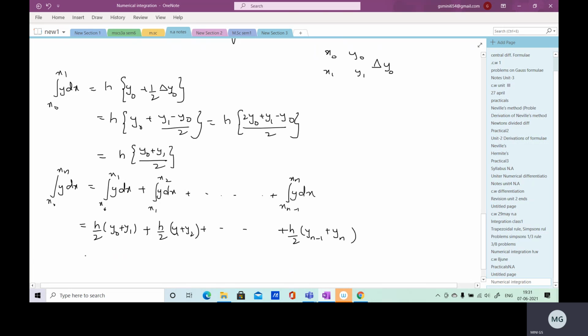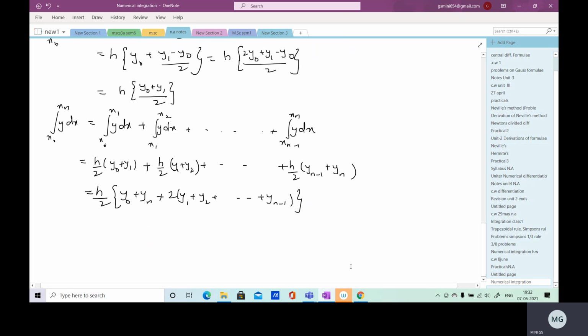Let me take h by 2 common. So this is equal to h by 2 into, first and last terms are coming only once, y0 plus yn, plus the other terms: y1 is coming twice, y2, every other term comes twice, y1 plus y2 plus etc. yn minus 1. It is coming like this. So this is your trapezoidal rule.